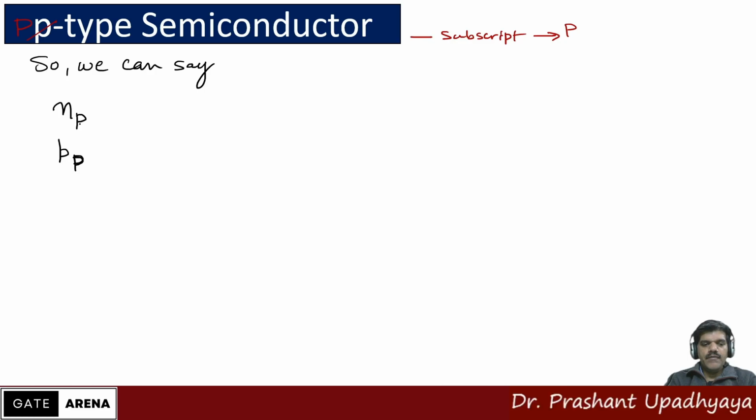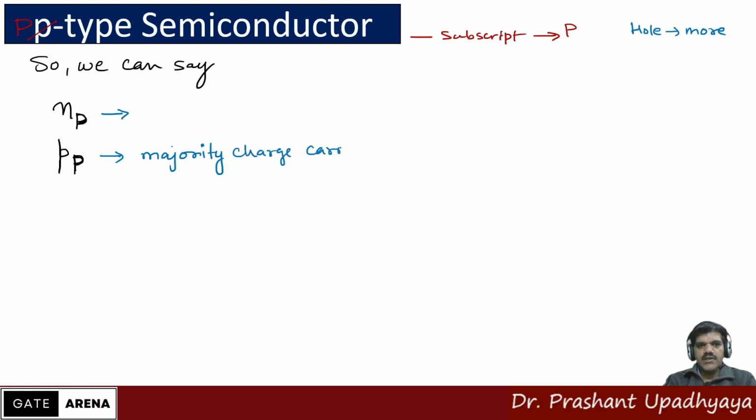Okay. So when we are writing n_P, we are seeing it as the minority charge carrier concentration. We are seeing that holes are more in the p-type semiconductor, so the electrons that are available in the p-type semiconductor are less. Therefore, p_P is the majority charge carrier concentration and n_P is the minority charge carrier concentration.